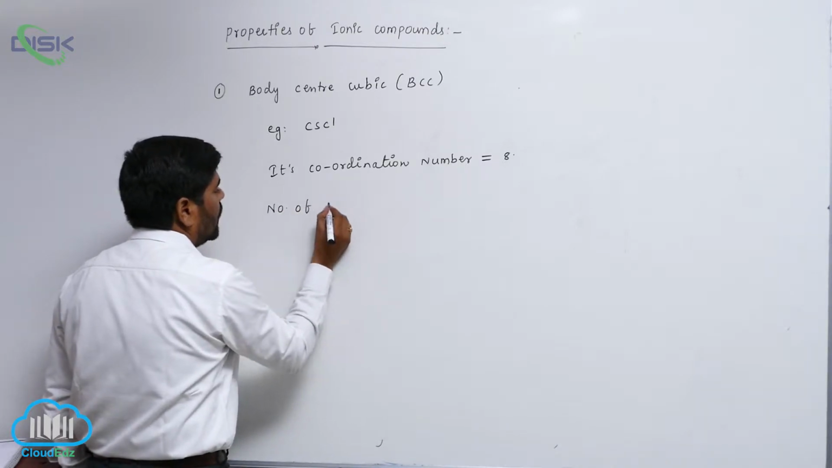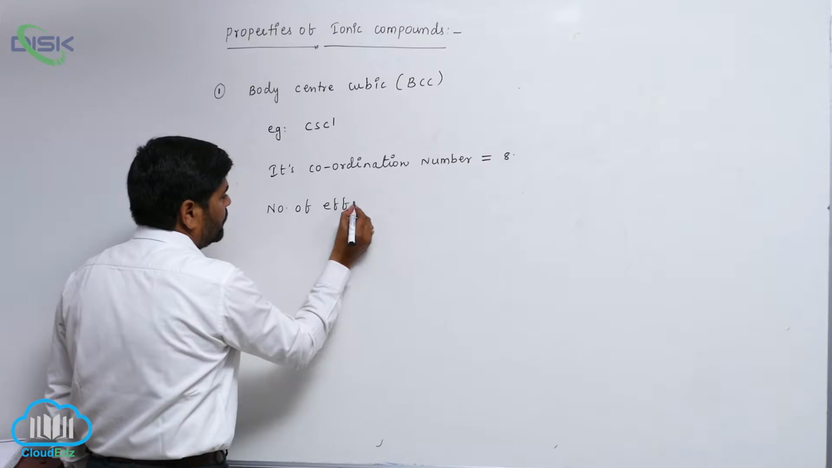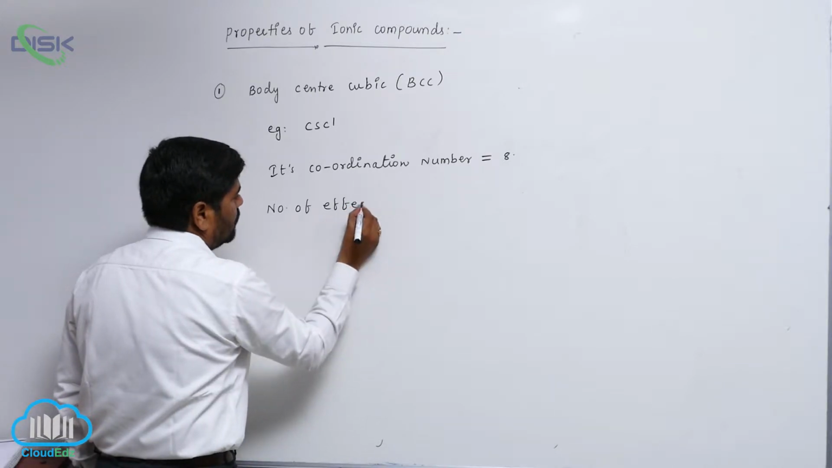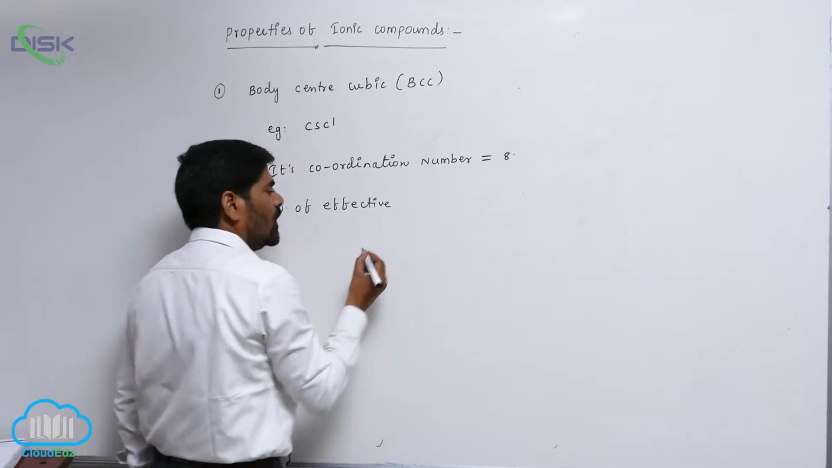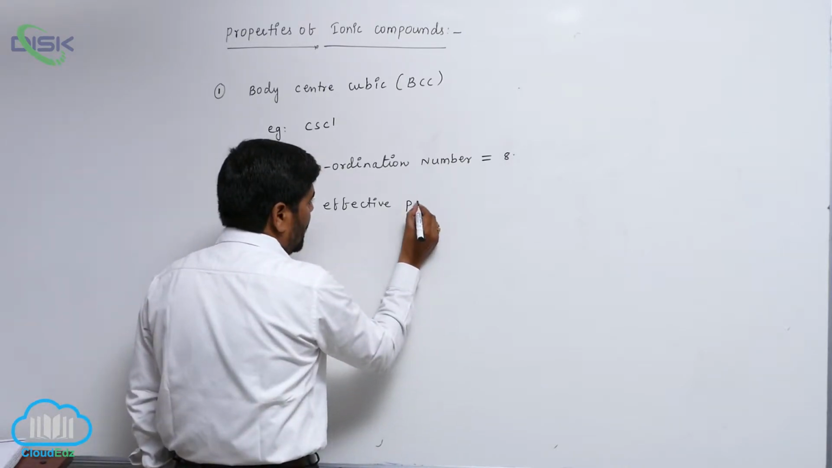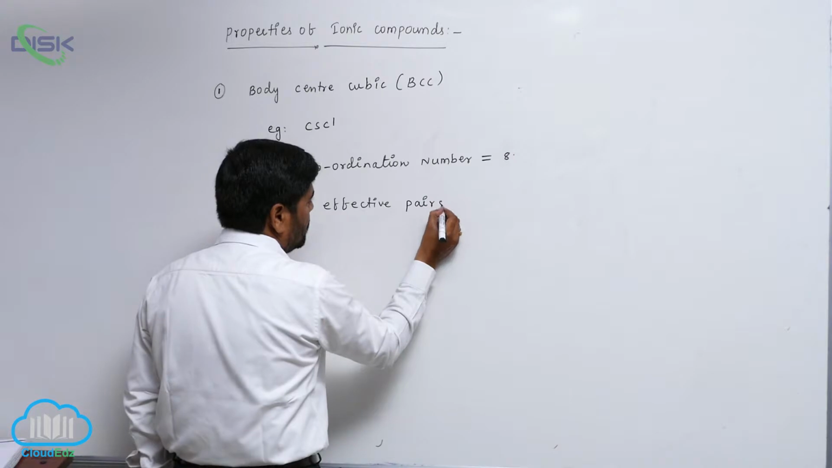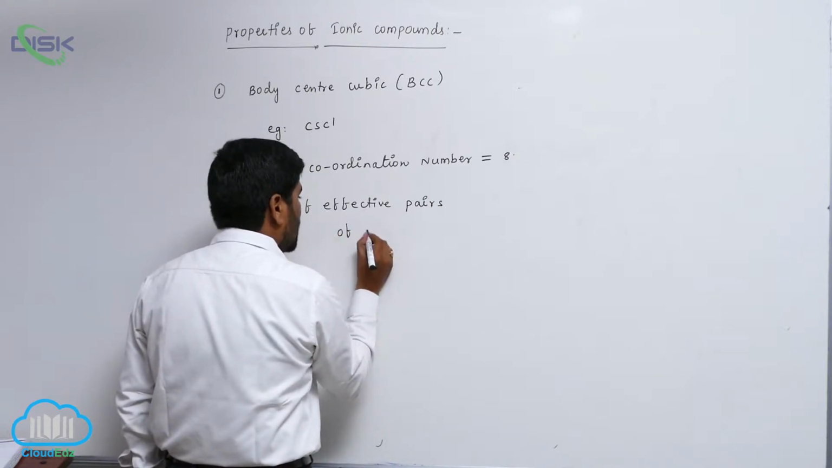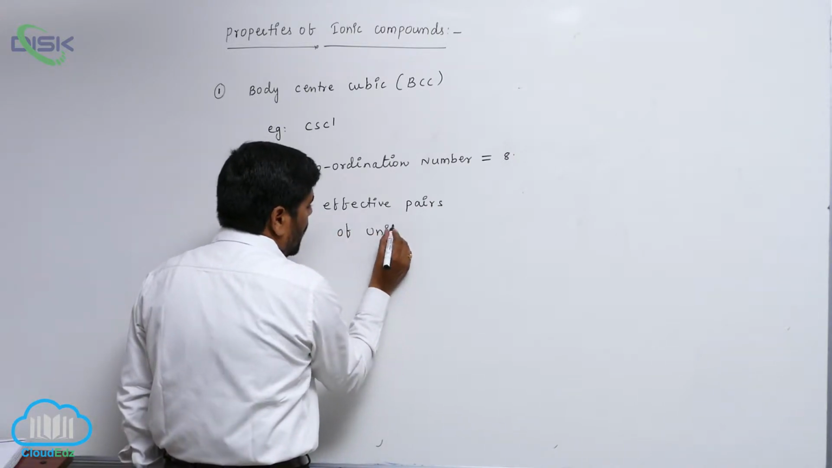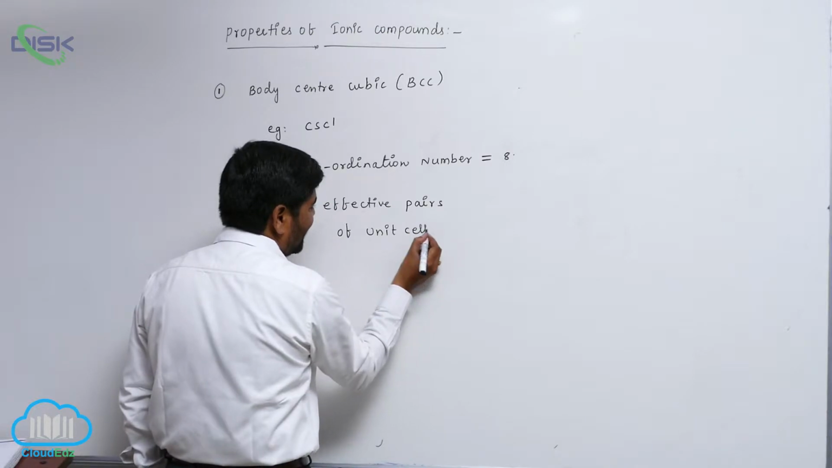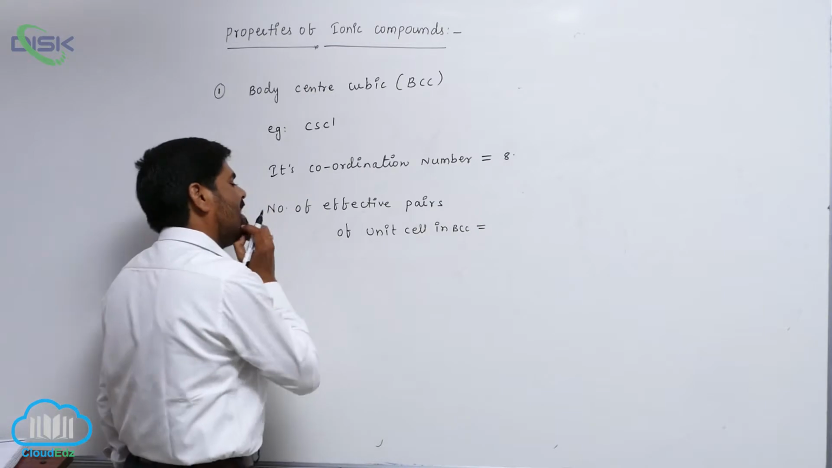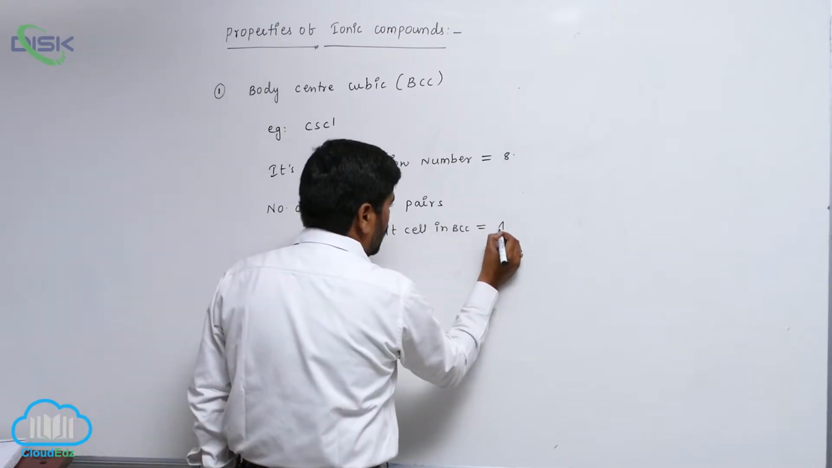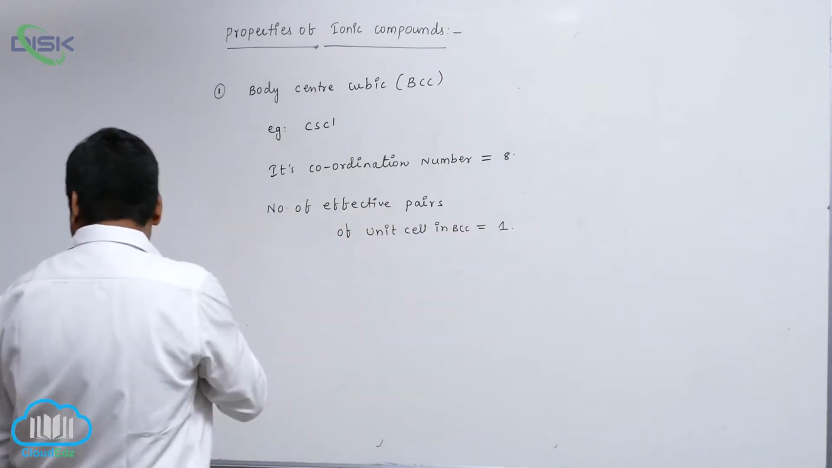Number of effective atoms of a unit cell in BCC. This is very, very important. In BCC, it equals how many atoms? Only one atom.